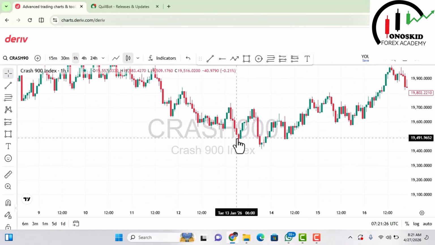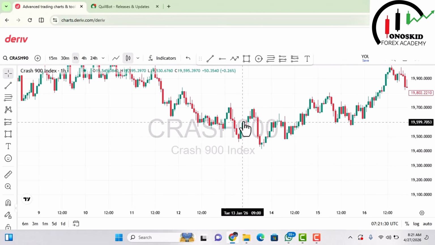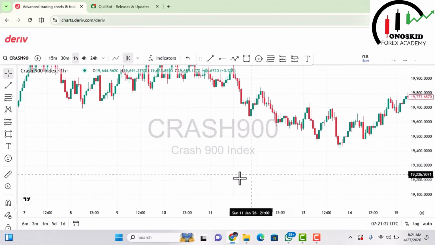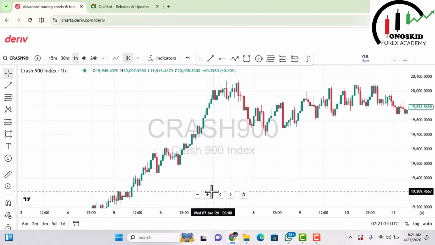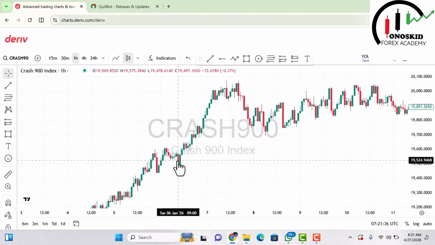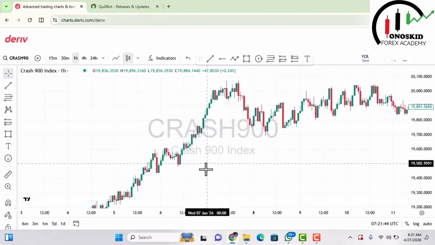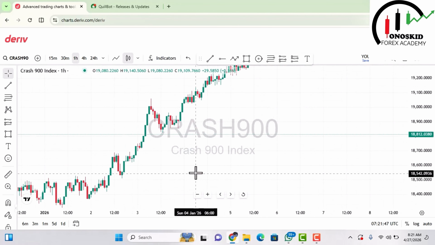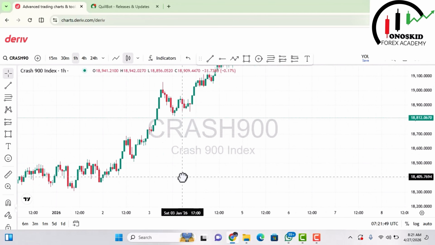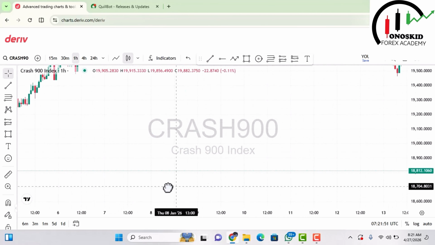This is also an example of a demand candle because it is the last bearish candle before we start seeing a push to the upward direction. Now this candle right here is also an example of a demand candle because it is the last bearish candle before we start seeing a massive push to the upward direction. So you can now identify a demand candle anywhere you find yourself.